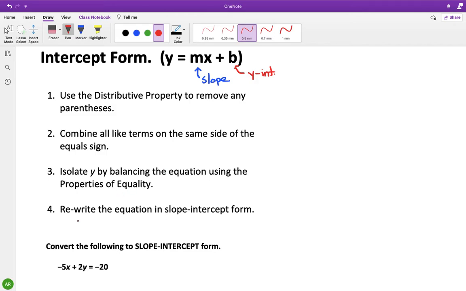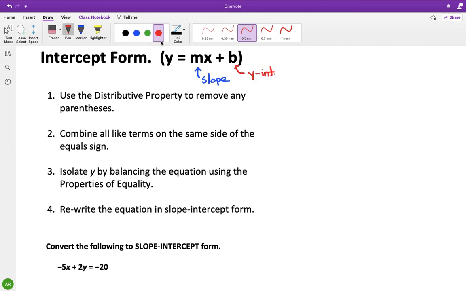Finally, the last step is to rewrite the equation in slope-intercept form. So for example, maybe you end up with something where you have the y-intercept before the slope. Just go ahead and flip it, put it in the right order, while also maintaining that isolation of the y variable. All right, if you want to pause for a second now and write down the steps, that'd be great. But I am going to go ahead and move on to examples.